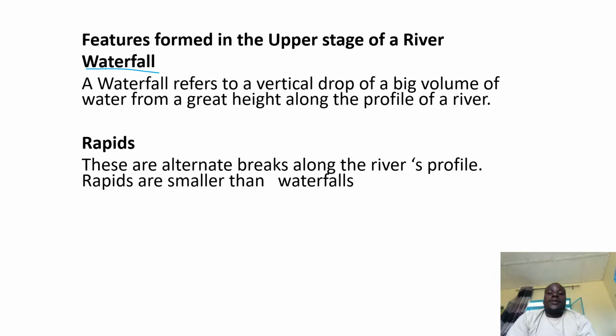So what is a waterfall? A waterfall refers to a vertical drop of a big volume of water from a great height along the profile of a river. How is a waterfall formed? We have very many factors, conditions responsible for the formation of waterfalls.